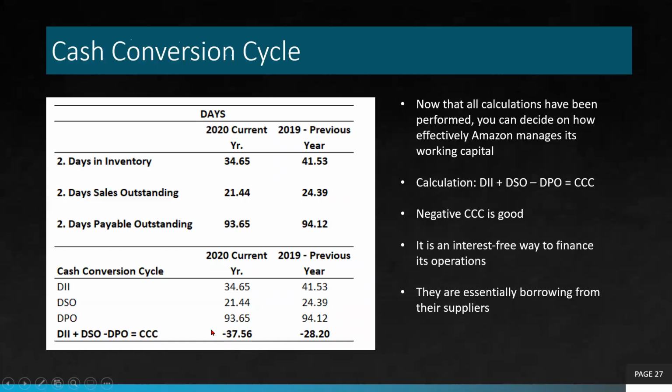And as we can see here with Amazon, they're working with a negative cash conversion cycle. And that's pretty good for Amazon, right? So this negative number is good. It's an interest-free way to finance its operations. They're selling out and they're collecting their money, but when it gets time for Amazon to pay stuff out, they're taking their sweet time, right? So inventory gets turned over 34, 35 times, and day sales outstanding, their vendors are paying them typically every 21 days. But when it comes time for Amazon to pay out, it's taking them almost 3 months. So basically, they're essentially borrowing from their suppliers.